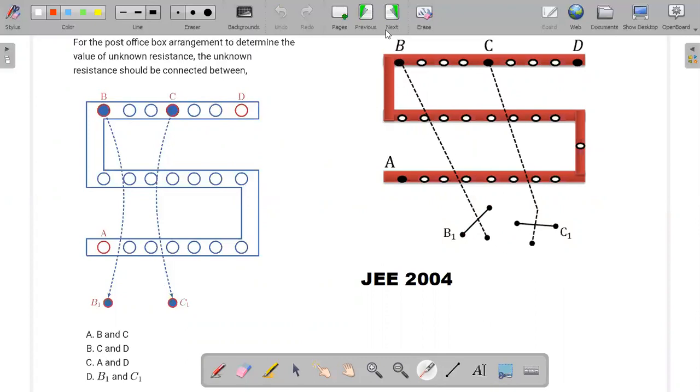Okay, so let's see the solution for this. If you want to give it a try, pause here, try it out, and then we move forward. Okay, so this is the solution for it.